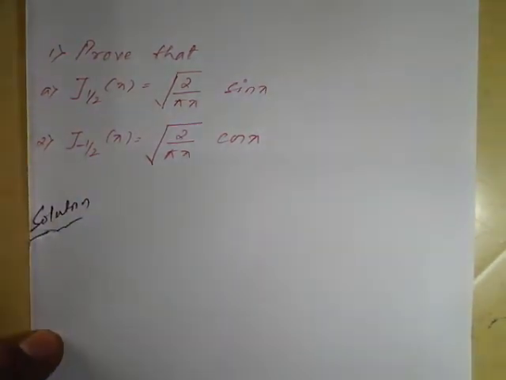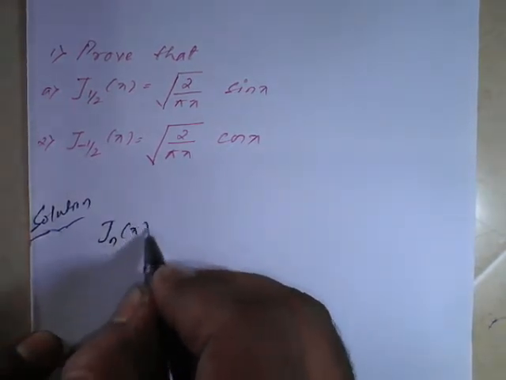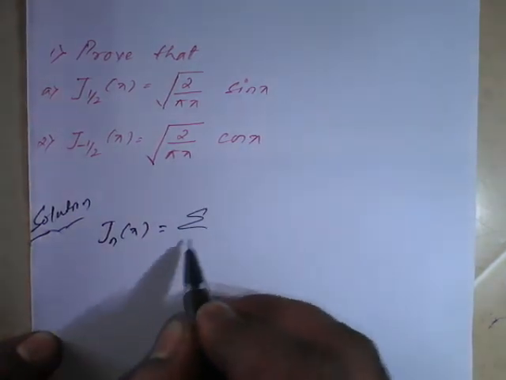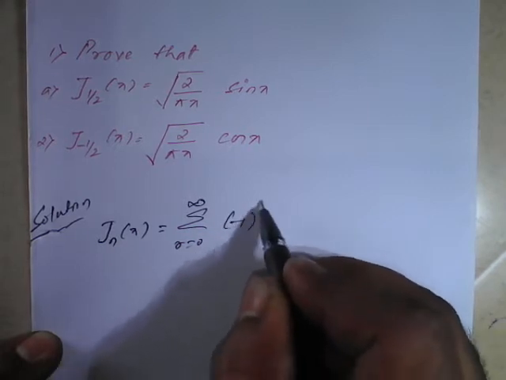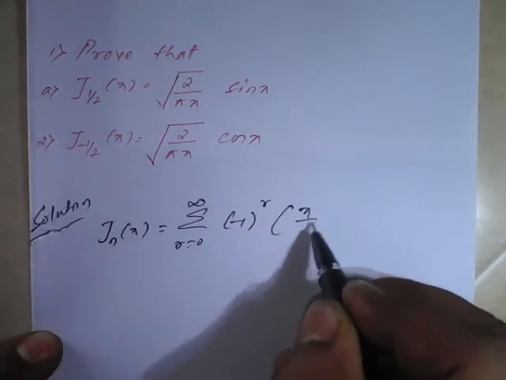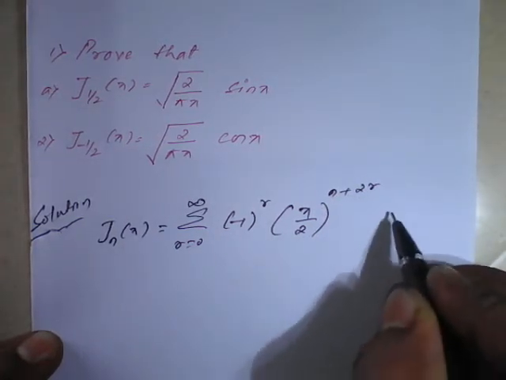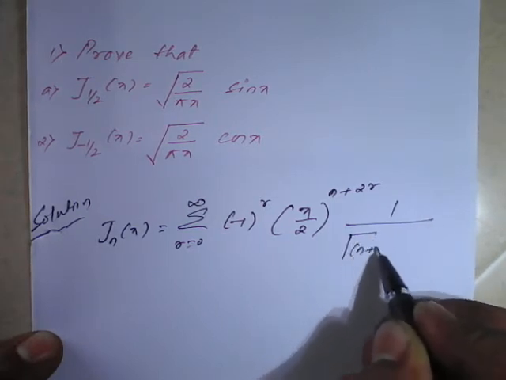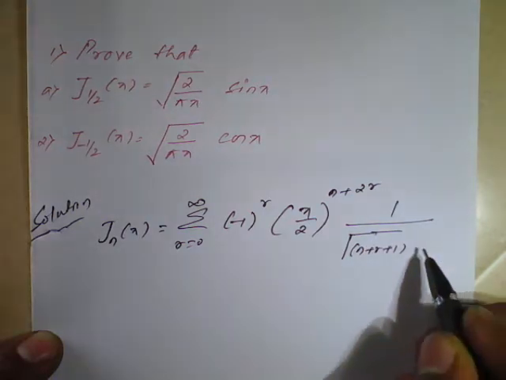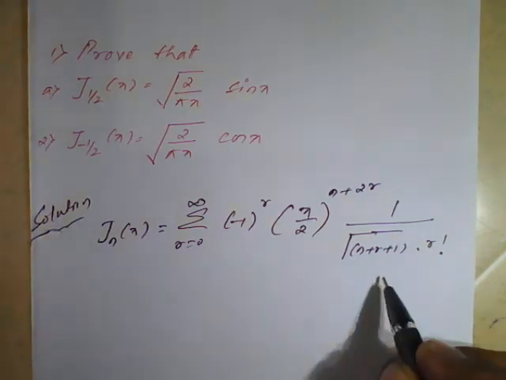as we know that formula, Jn of x is given by summation r from 0 to infinity, minus 1 raised to r, x upon 2 raised to n plus 2r, into 1 upon gamma of n plus r plus 1 into r factorial. So this we have already proved in the previous lecture. We'll give equation number 1.